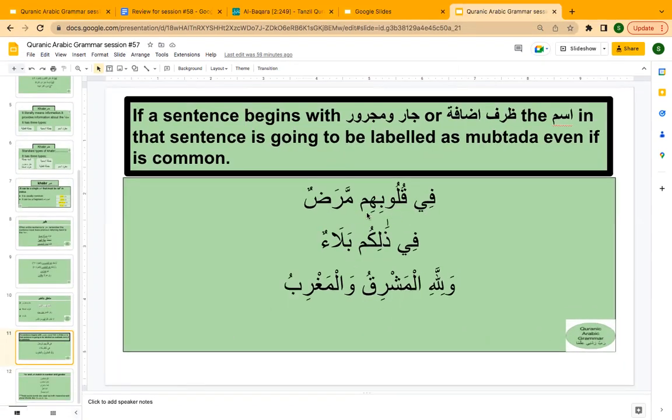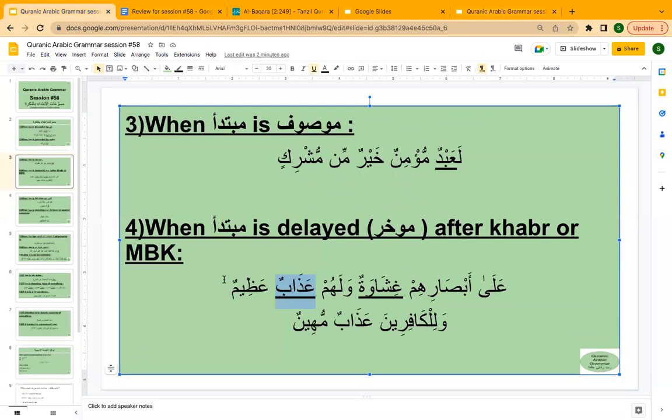So remember, fi qulubihim maradun, fi dhalikum bala'un, and we did those two sentences, and also we did the last sentence as well, but that was a proper mubtada. The first two were the ones with the common mubtada. So I wanted you to be familiar with it. If your mubtada is coming after your jar majroor, it can be common. Okay, it is allowed for it to be common. It is from the musabbigat of the ibtida bin nakra. So it is allowed. The rationale for being common is that your sentence is beginning with jar wal majroor. Everyone with me so far?